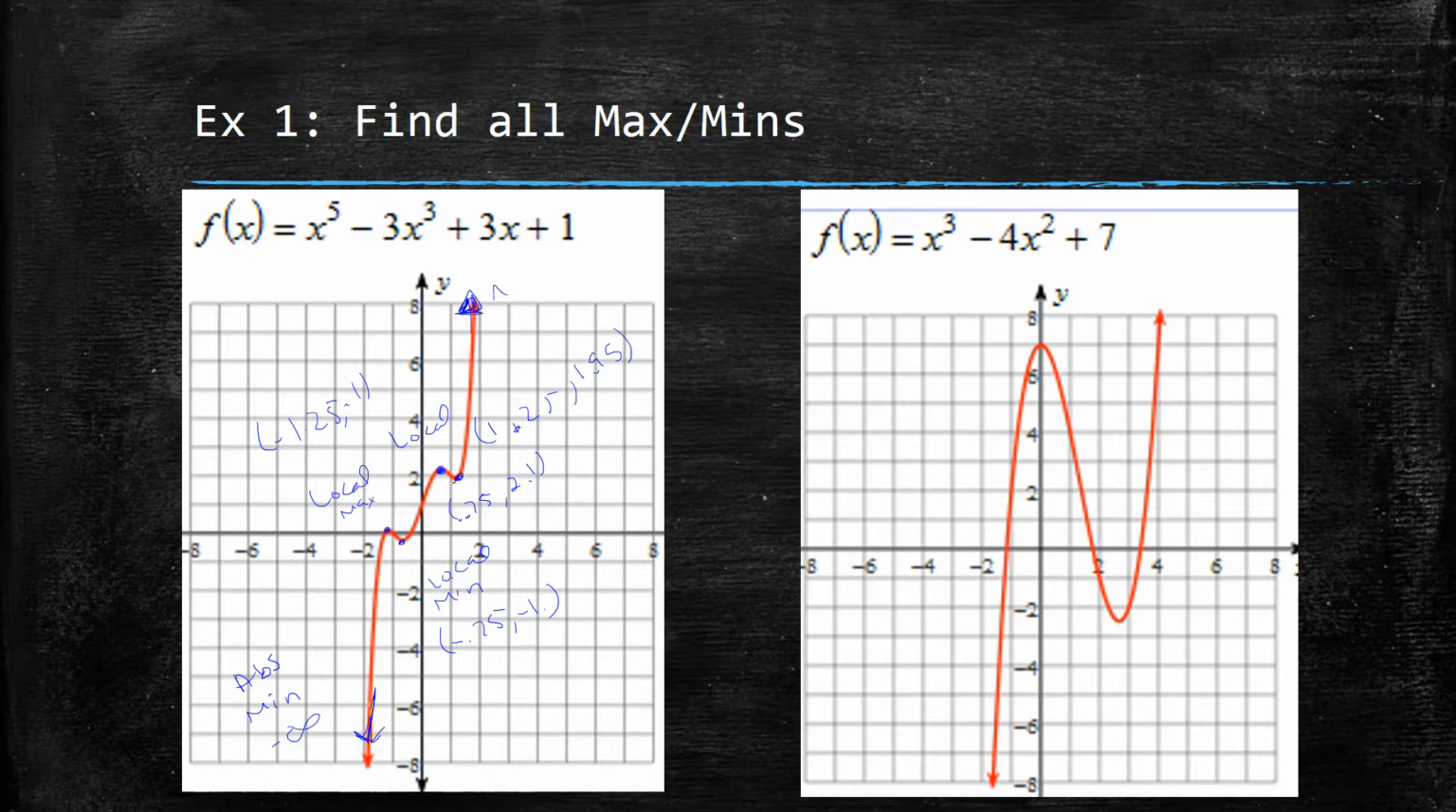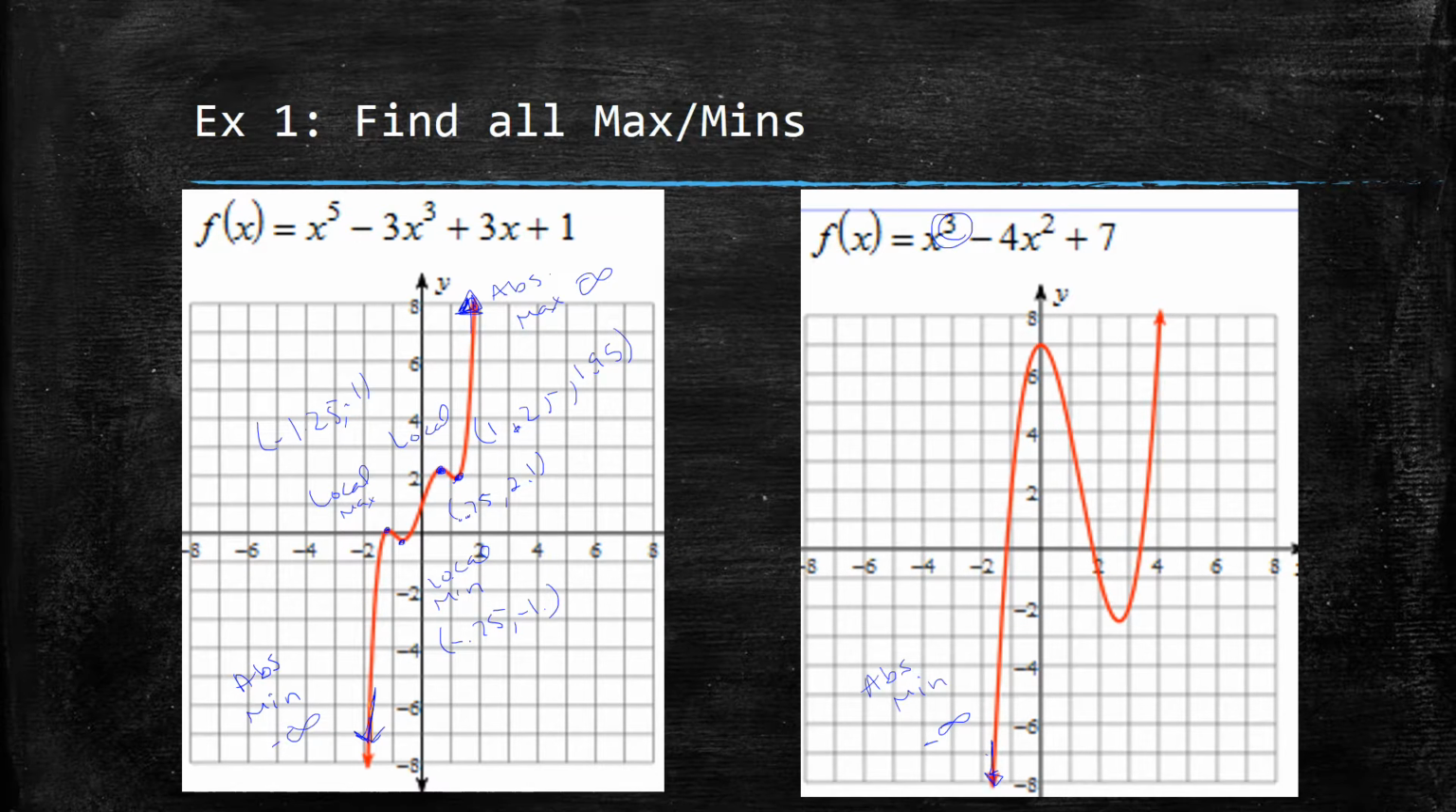Okay, so our absolute maximum is going to be here at infinity. If we look at this function here at the right, it's a cubic function, it's to the third power. If we look on the left-hand side here, you can see that it's continuing in the negative direction. So that's going to be your absolute minimum.